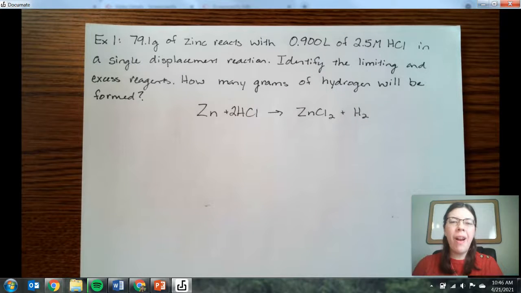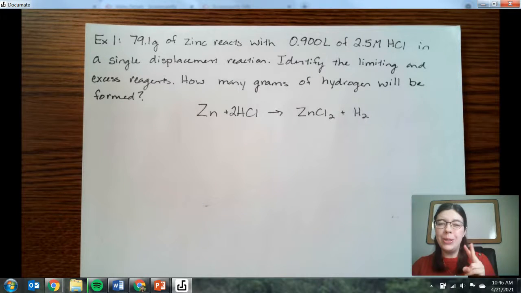Okay, so let's go ahead and try out an example problem. Now, the big thing to remember with limiting reagent is you're basically doing 2 stoichiometry problems to solve one question. But otherwise, you've done most of this before, so let's go ahead and get started.